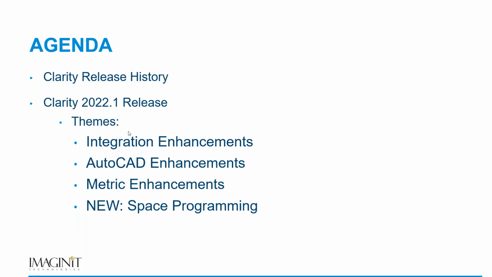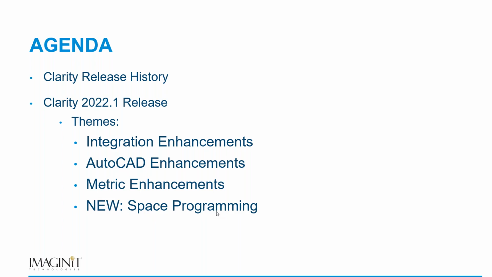We usually do just a quick release history and then talk about the general themes of this release, which in this case are integration enhancements, AutoCAD enhancements, some things specifically around model health metrics, and then we'll spend a chunk of time talking about this new module that we have for Clarity called Clarity Space Programming, targeted at architects who do space programming.